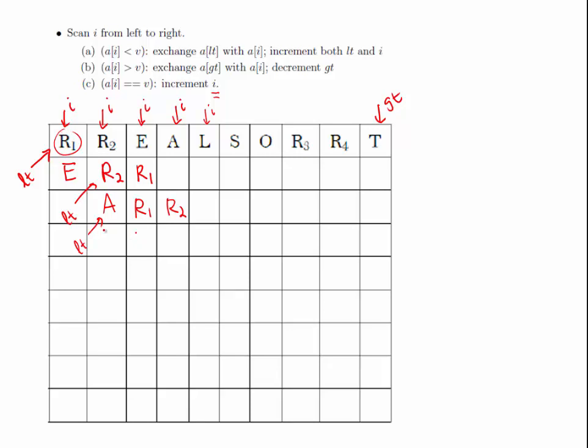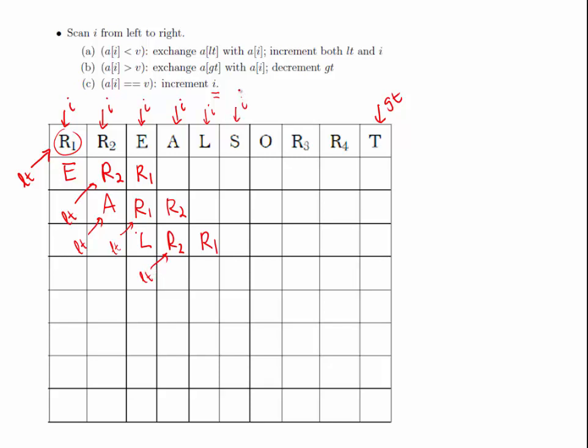So we're going to swap with the a of lt, and lt actually improved to here. So lt would be here. So at this point, we're going to swap that with L. So we'll have L here and R1 here, and the R2 would be here. And so the lt is incremented to this, and the i is incremented.